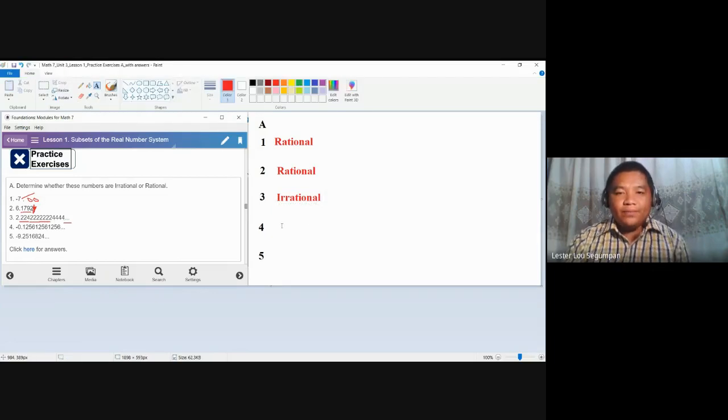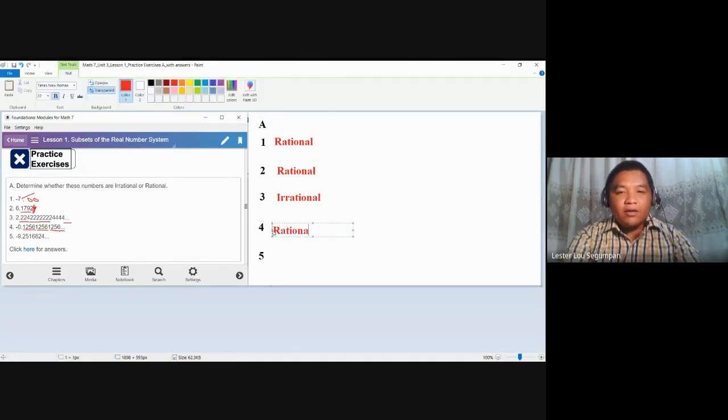Number four. It's a negative number. When we talk about negative numbers, they could still be either rational or irrational. So let's try to determine first. Again, it also contains ellipses. That means it doesn't end. That's one consideration. Second, whether it has a pattern. So you have 1, 2, 5, 6, 1, 2, 5, 6, 1, 2, 5, 6 here. It resembles a repeating pattern of the numbers 1, 2, 5, 6. So even if it doesn't end, this is an example of a rational number.